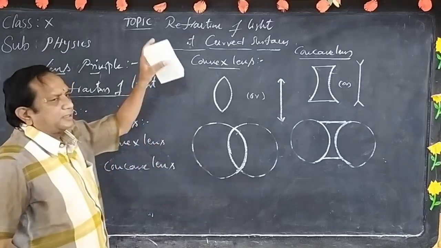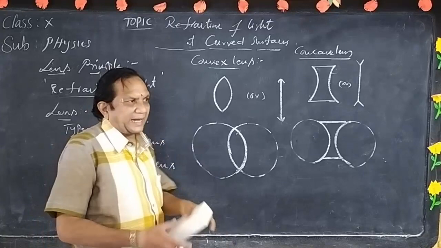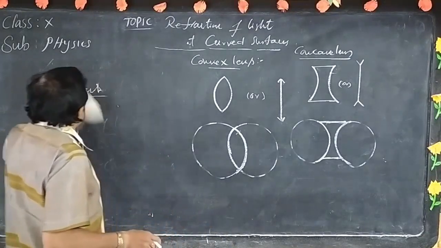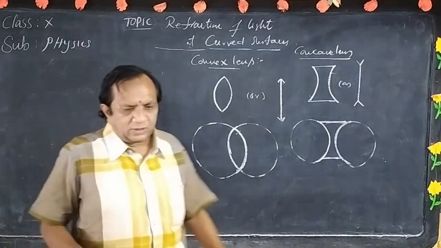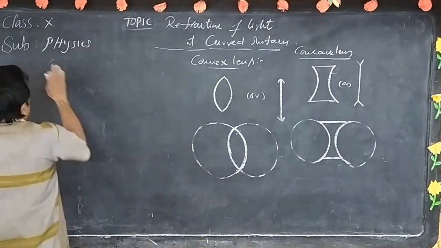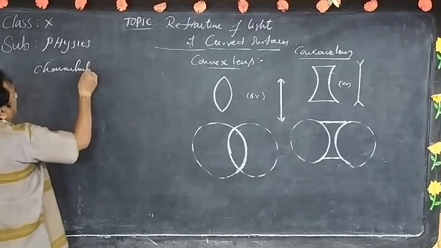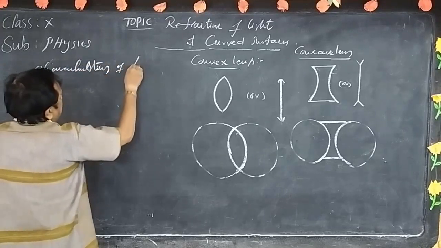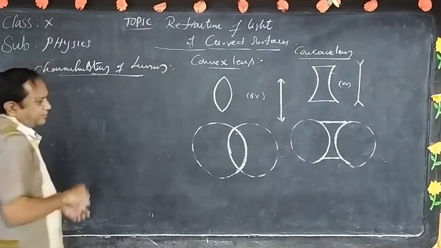So if the lenses have spherical surfaces, we have to discuss some important characteristics or properties of the lenses. What are the properties that we have to discuss? Characteristics of lenses.